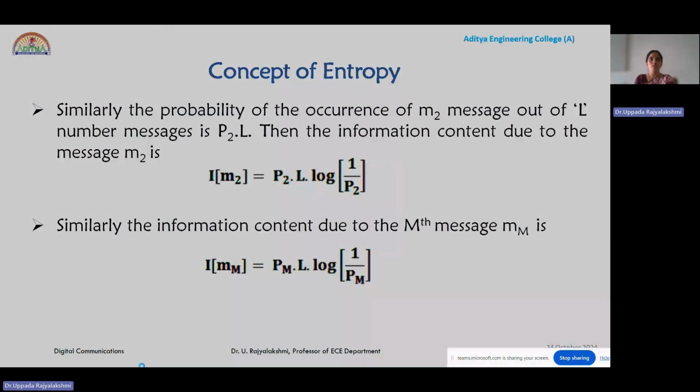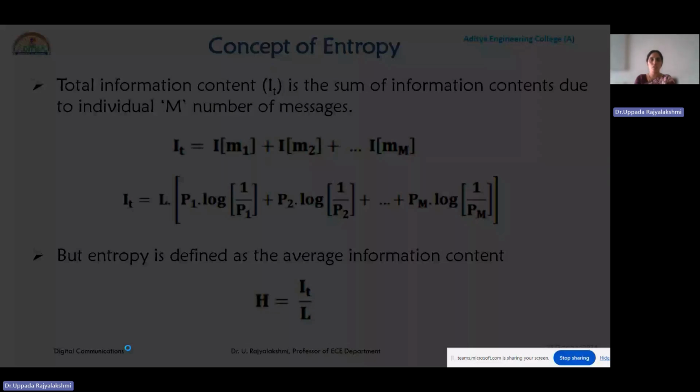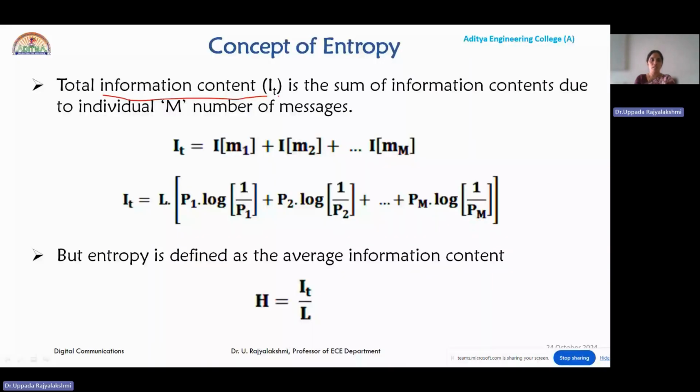But we know that the total information I suffix t is the sum of the information contents due to m number of messages. So I suffix t can be written as I of M1 plus I of M2 plus so on up to I of Mm. We know that I of M1 is P1 into L into log 1 by P1. Similarly, substitute I of M2, that is P2 into L into log 1 by P2, and I of Mm, that is Pm into L into log 1 by Pm. If you take L as common, L into P1 log 1 by P1 plus P2 log 1 by P2, so on, Pm log 1 by Pm.